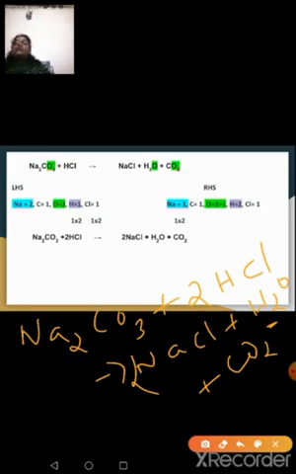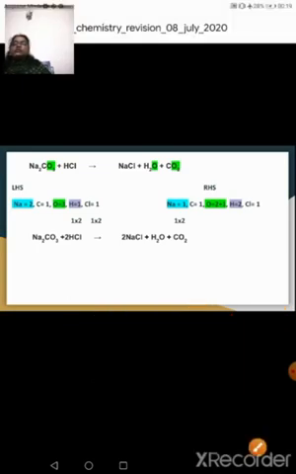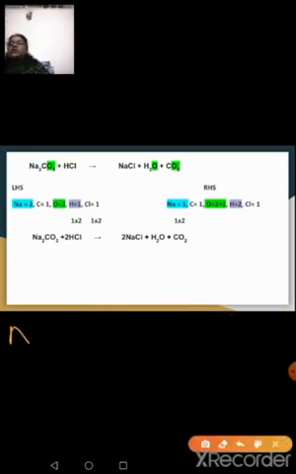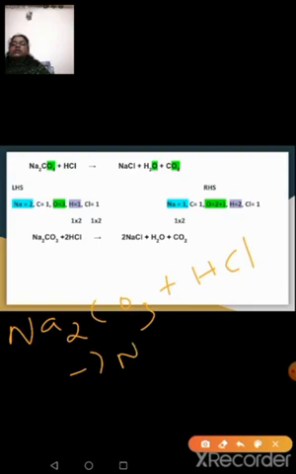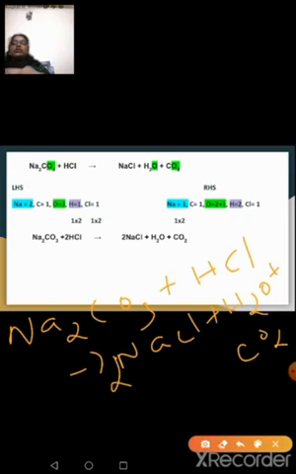So the balanced form of Na2CO3 plus HCl gives NaCl plus H2O plus CO2 would be by putting a 2 here. To increase sodium, I am putting a 2. When I increase the sodium, my chlorine is also increasing by 2. So when I put the 2 here, hydrogen gets balanced on both the sides. Here also 2, here also it's 2. Okay. So now the equation is balanced.